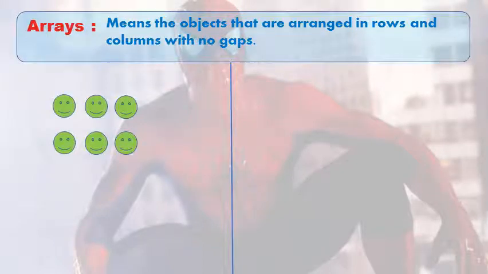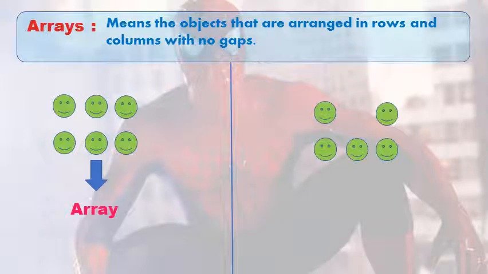Yes, like this example, the smiley faces are near each other. There is no gap here, and they are put in rows and columns. So this is an array. What about this? Yes, there is a gap here, or there is a space here between the columns and the rows. So this is not an array. It's a non-array.